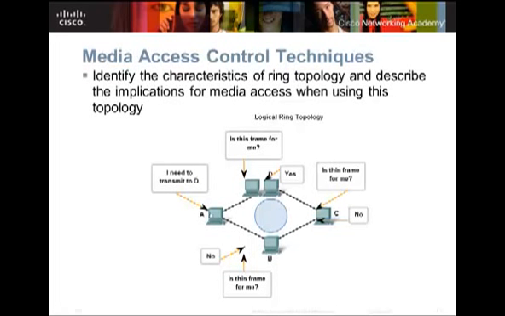So in this example here, PC A says I need to transmit to D. So he sends it around the ring. B gets it and B asks itself, is the frame for me? No, he does not process it. C gets it. C says, is the frame for me? No, it's not. He does not process it. Sends it on to D. D gets it. Is this frame for me? Yes. I can go ahead and process it and send it up the other layers of the OSI model.